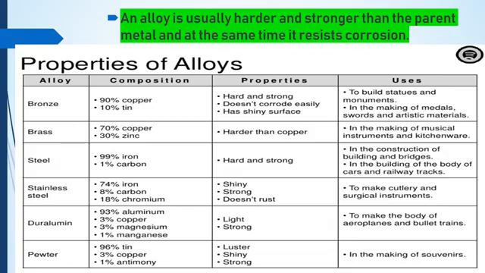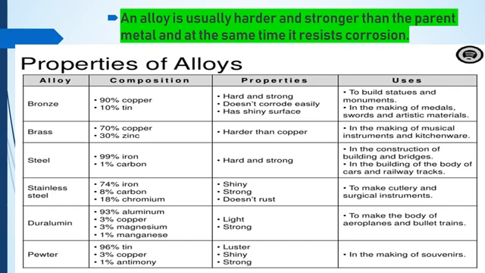Next, steel. 99% iron and 1% carbon. Here iron is a metal, carbon is a non-metal. Properties: hard and strong. In the construction of buildings and bridges, we use steel rods, which are made from an iron and carbon mixture. Also in building the body of cars and railway tracks. So body building of cars as well as railway tracks also uses steel. So you can know how strong it is.